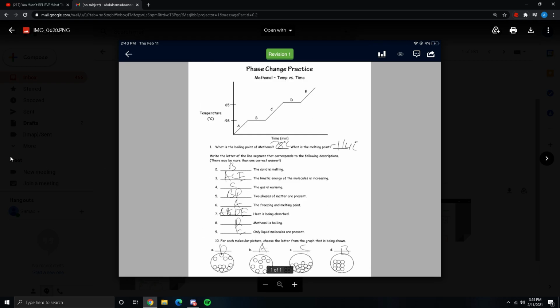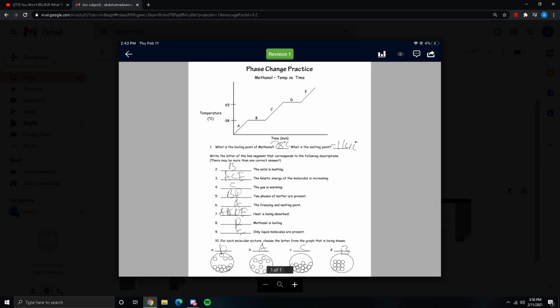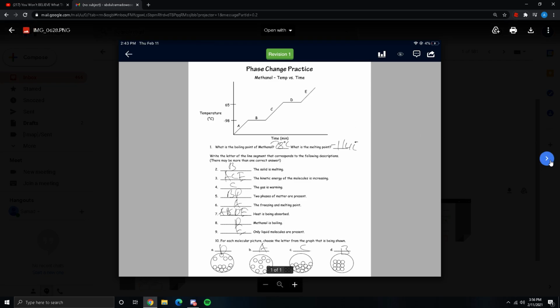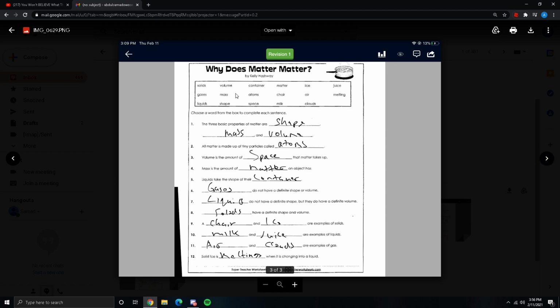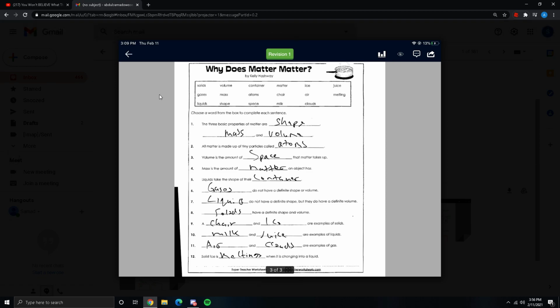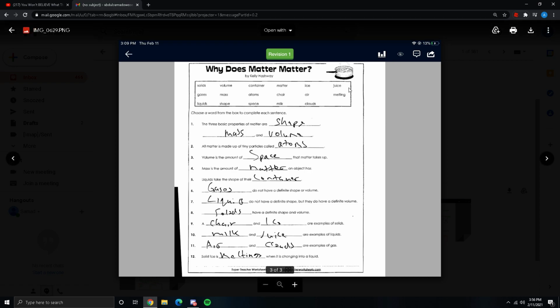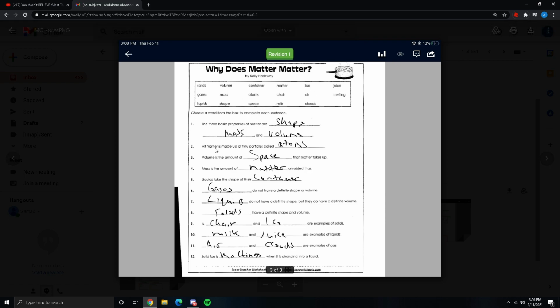So I'm just getting that out of the way first. D is pretty much boiling. A, I'm pretty sure, is warming. So this is basically the graph. You're going to have to get more in depth into this, but I'm just showing you how it looks. Right here, this is a phase of matter. We had to basically just put in the answers and fill in the box.